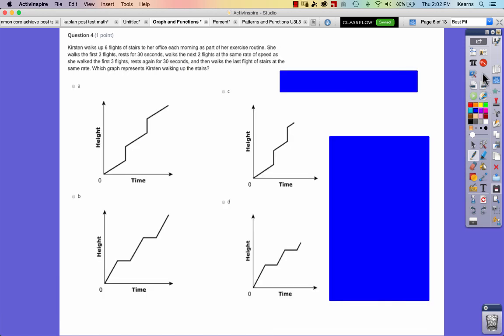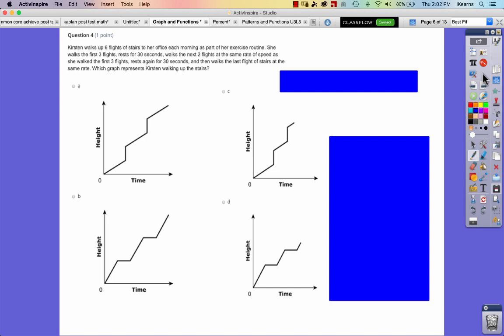Question 4. Kirsten walks up 6 flights of stairs to her office each morning as part of her exercise routine. She walks the first 3 flights, rests for 30 seconds, walks the next 2 flights at the same rate of speed as she walked the first 3 flights, rests again for 30 seconds, and then walks the last flight of stairs at the same rate. Which graph represents Kirsten walking up the stairs?